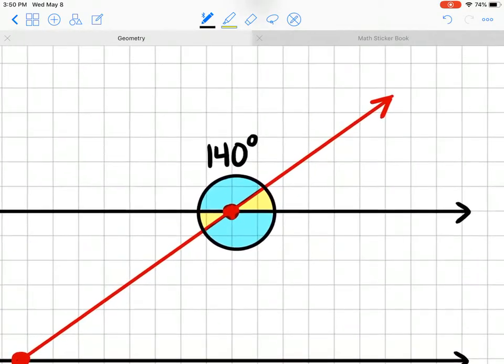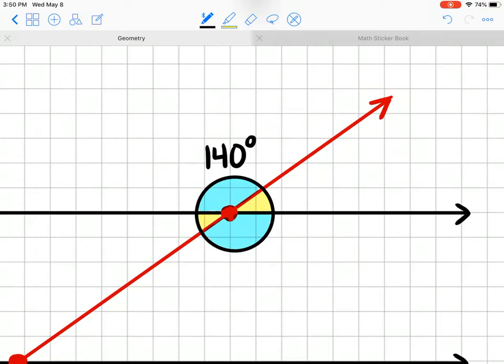So here's the neat thing. If that blue side is 140, so is this one. So vertical angles are equal. If half the bow tie is 140, the other half is 140. Otherwise, the bow tie wouldn't look right. It would be bigger on one side. So vertical angles are equal. The question is, how much is that?